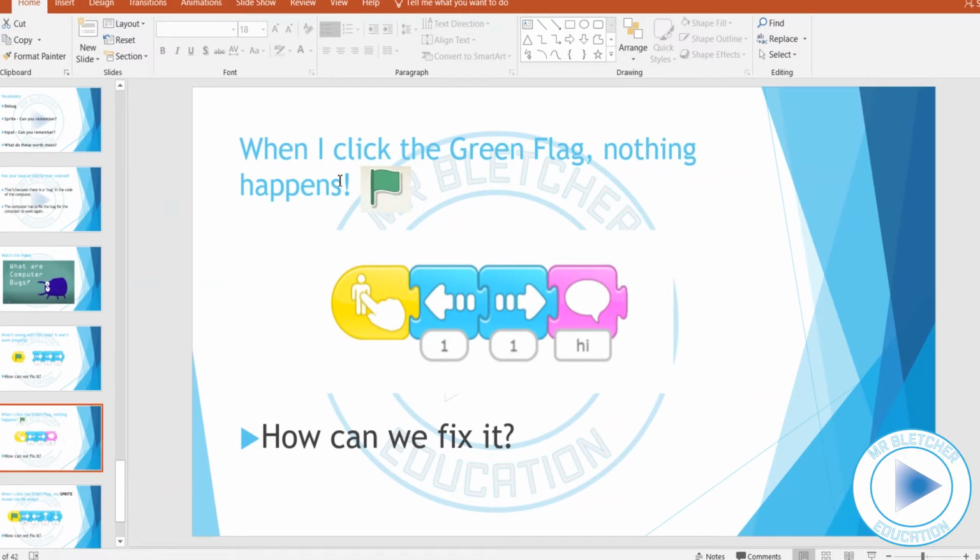Our second problem. When I click the green flag, nothing happens. How can we fix it? Well, the code is structured correctly, but the input, and we're trying to get the children to refer to previous vocabulary, the input isn't the green flag input. So when you click the green flag, nothing will happen. You'll have to click the sprite or place a green flag input at the start.